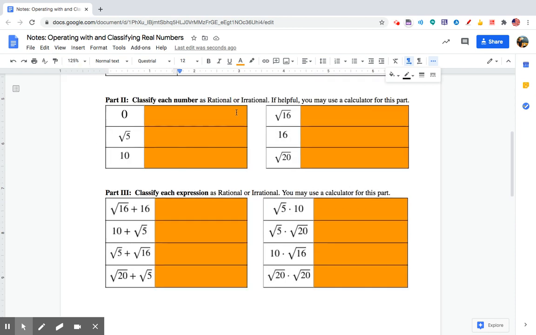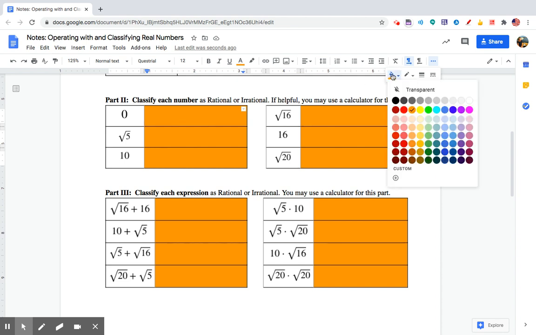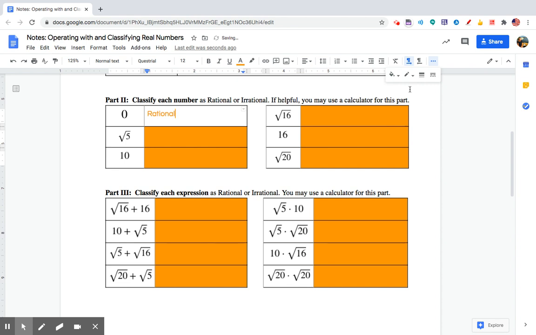So part two, the number 0 is a rational number, right? Because it can be expressed as a fraction. 0 over 5, for instance, 0 over 3, that's a rational number. The square root of 5, on the other hand, that's irrational because 5 is not a perfect square. And 10 is a rational number because it's an integer, it's a natural number, it's a whole number. It's a number that can be expressed as a fraction or a terminating decimal like 10.0.